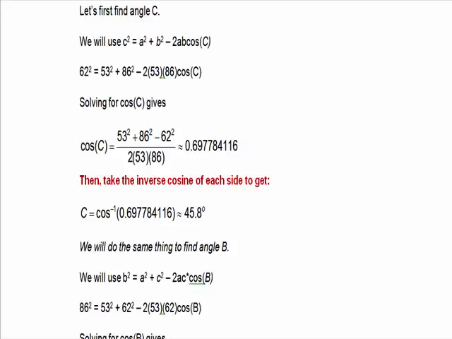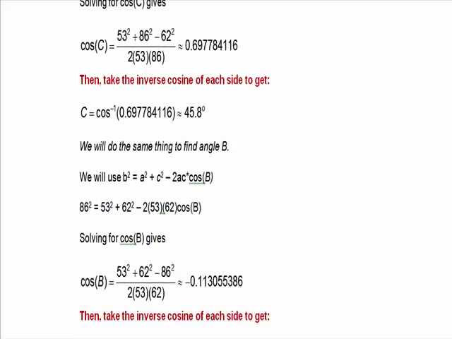Now, in order to get the actual angle, we go back to what we learned in the previous section, and we take the inverse cosine of each side. And when I do that, what I learn is that angle C is the inverse cosine of 0.697784116, and that gives me approximately 45.8 degrees. And again, I rounded to one decimal place because that's what the instructions said.